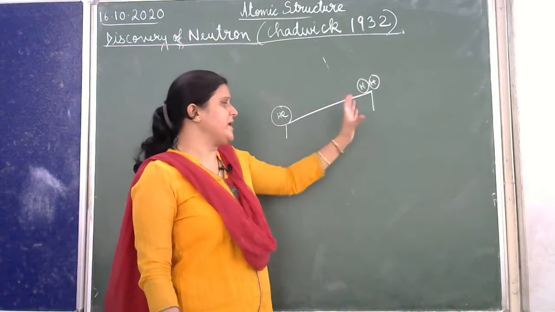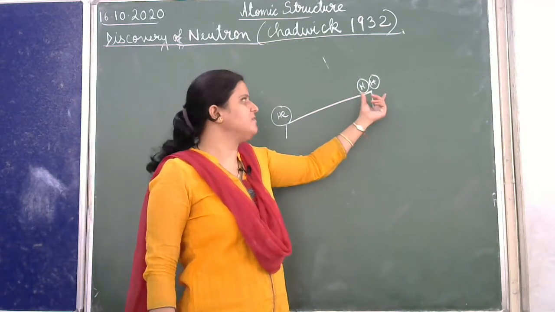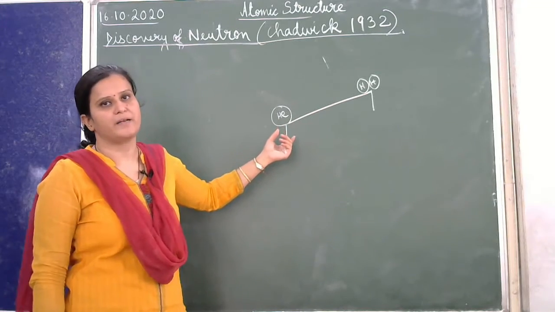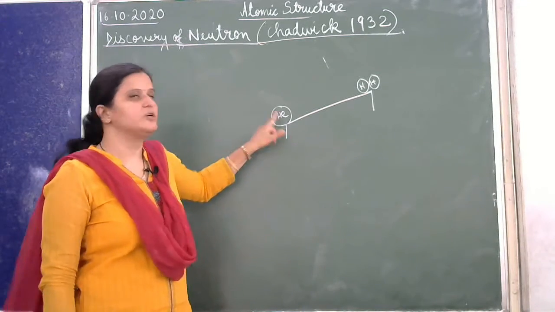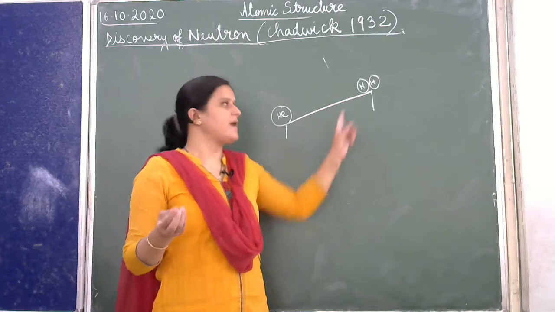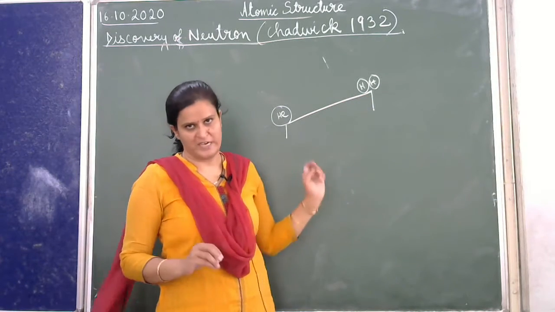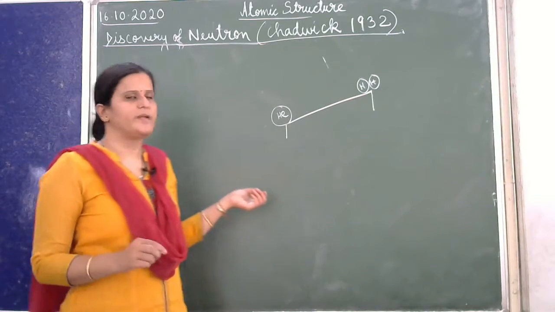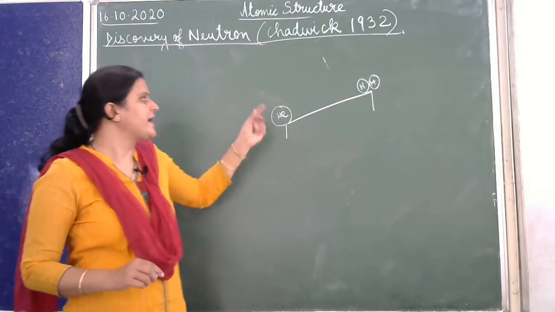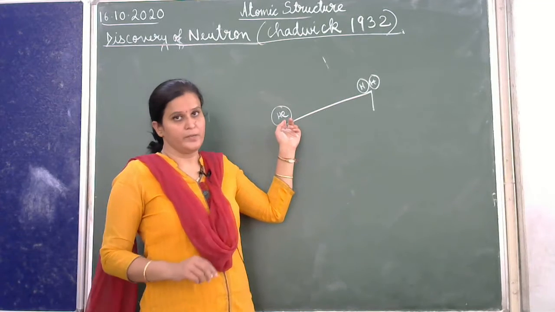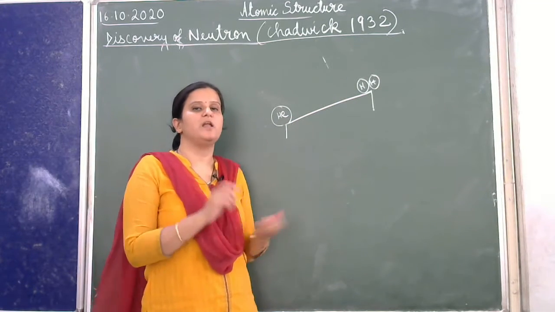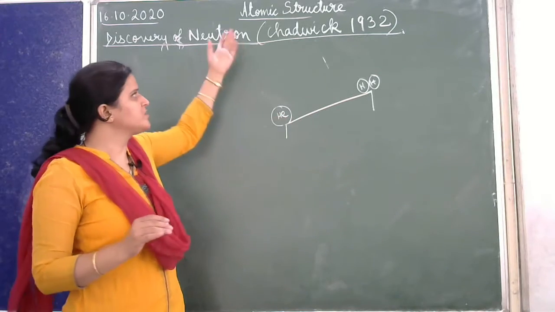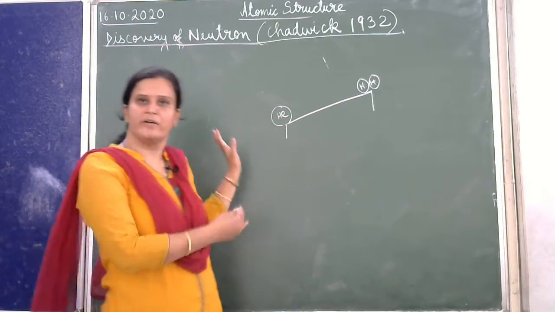But when he measured the weight of two hydrogen atoms and the weight of one helium atom, he still found that the helium atom was heavier than the two hydrogen atoms. So he concluded that there is something inside this helium atom which is responsible for increasing the mass, though it will not have any charge, because the proton and electron were already discovered.